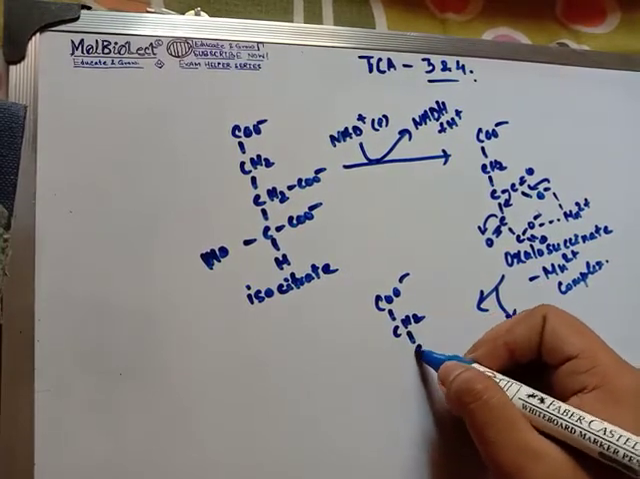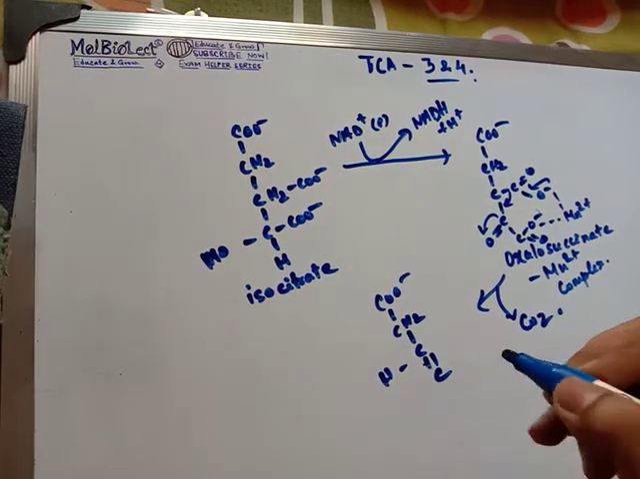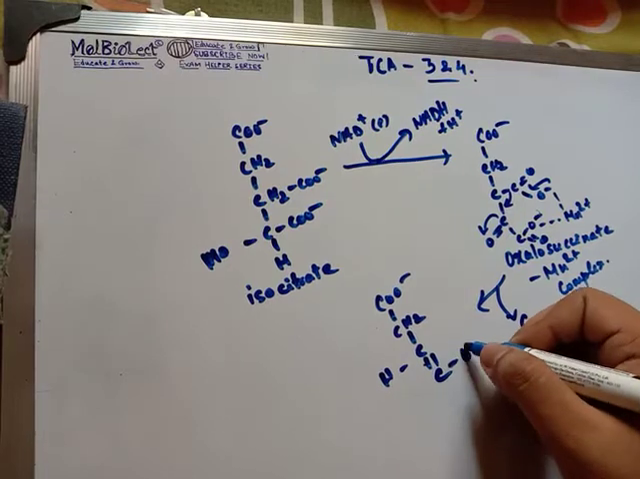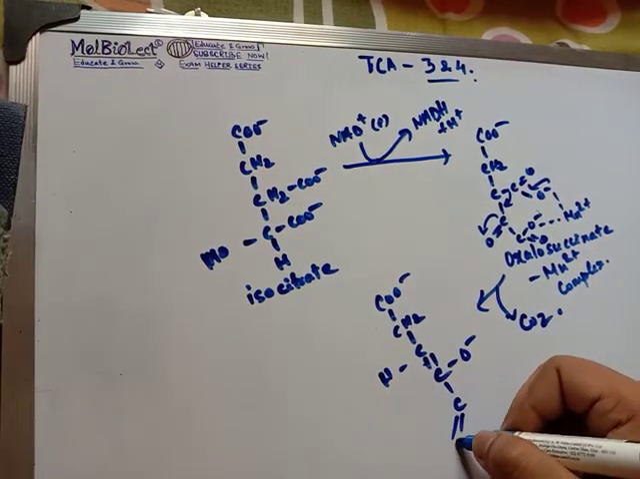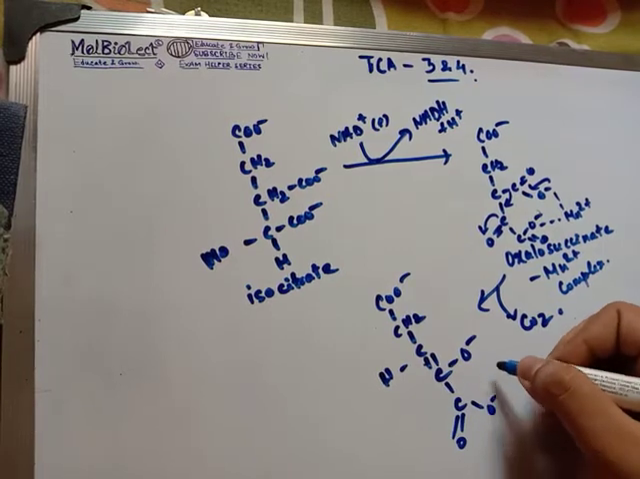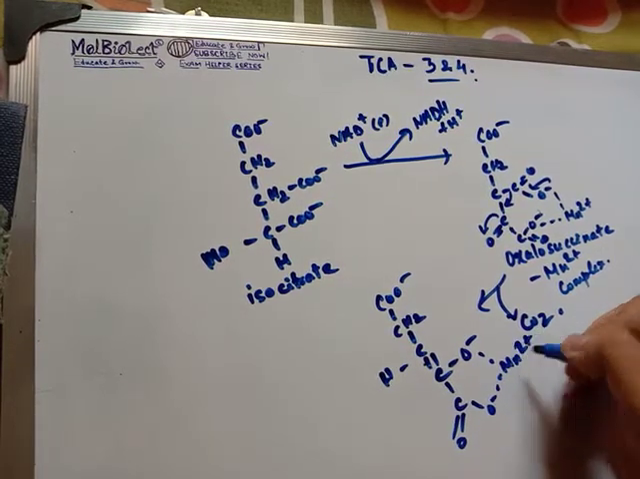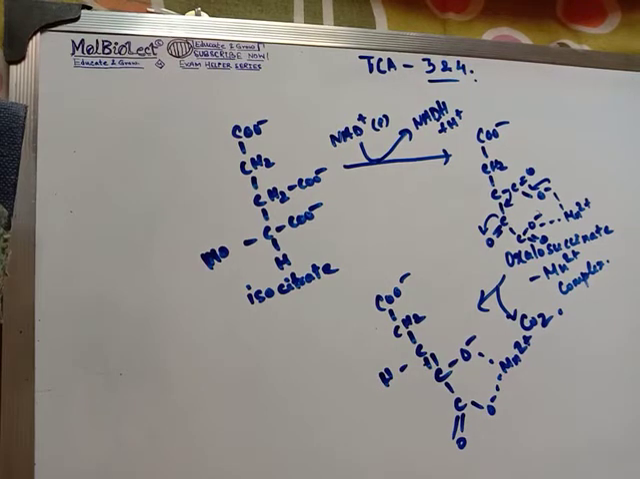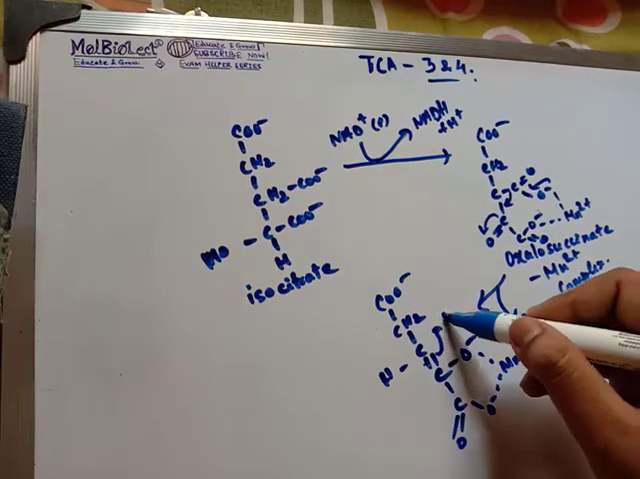CH2, CH, here will be a double bond, O minus, C double bond O, and O minus again in the manganese center, active center. And in the next step what happens is that proton will be liberated.